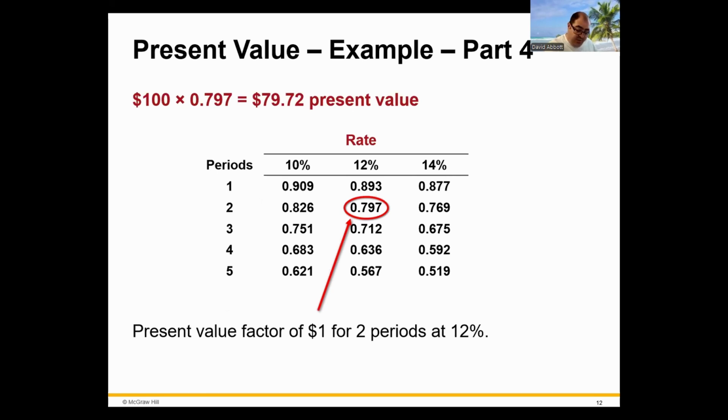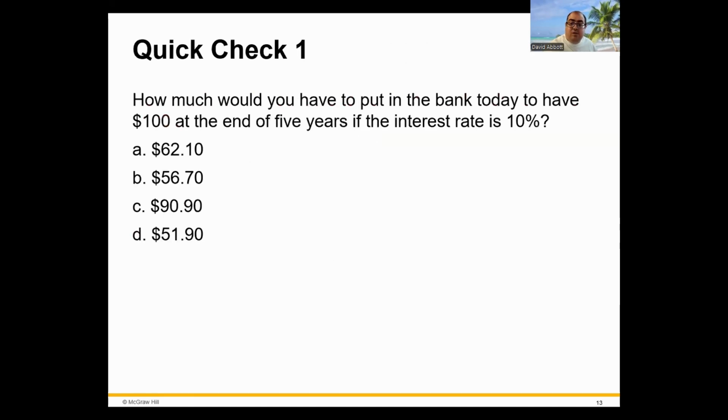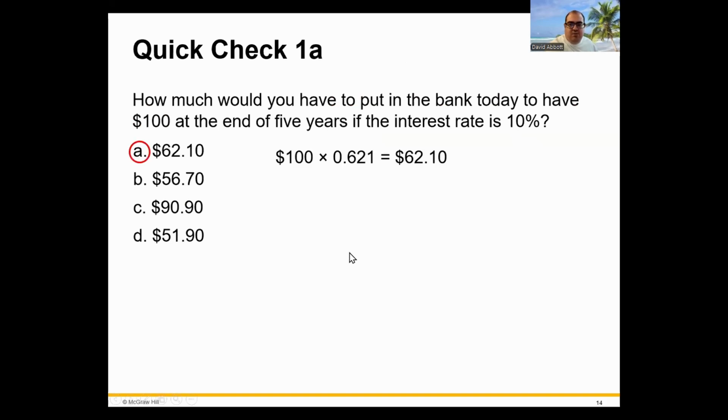An excerpt of the appropriate table is shown here on your screen. The appropriate present value factor would be 0.797. And so that would mean that the present value is going to be $79.72. So let's do a quick check. How much would you have to put in the bank today so that you would have $100 at the end of 5 years if the interest rate was 10%?